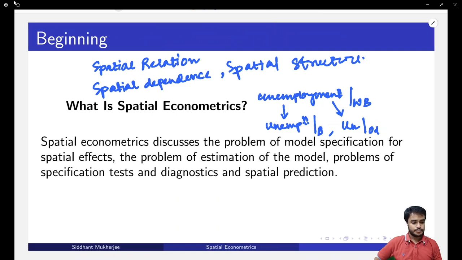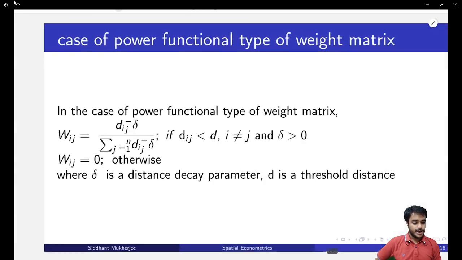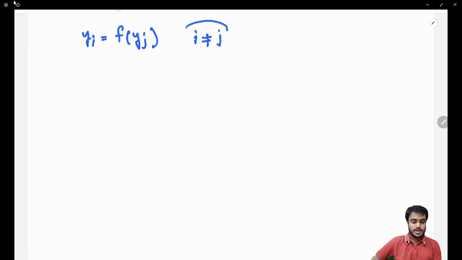Suppose that I am going to a blank page for better understanding. Suppose the cross-sectional data is somehow related to the location. So if yi equals f of yj, suppose households i and j are located at different spaces. i is not equal to j. They are different. i is a household location, j is another household location.